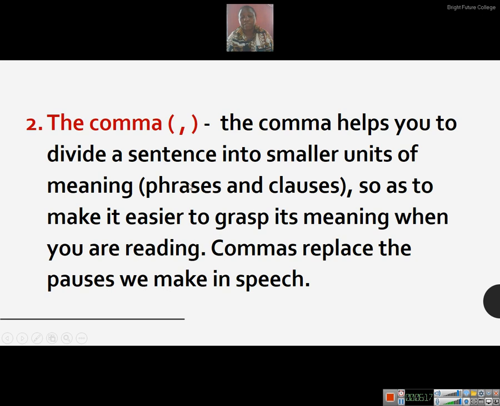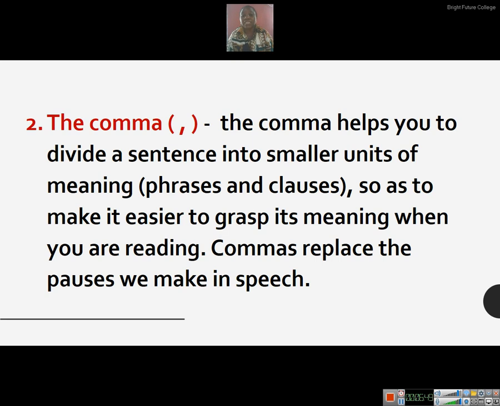Let me explain that. Remember that a sentence ends with a full stop, and a sentence is a group of words that express complete thought. So you can divide your sentence into smaller units, and then you have maybe two phrases or two clauses making up one sentence. When you divide your sentence into units by making it clauses or phrases, you use the comma to make the reader know that there is a pause there.